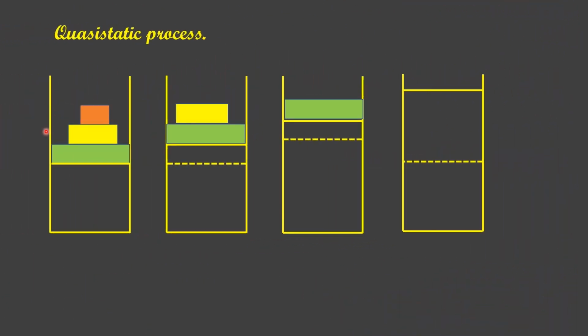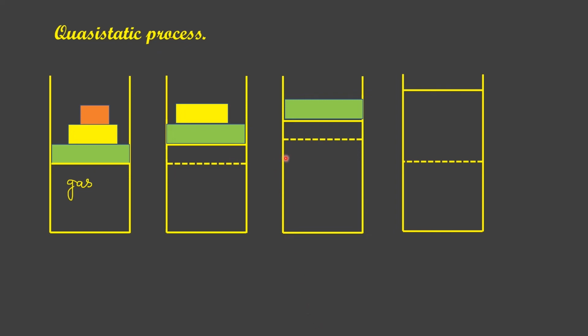Let us pass on to quasi-static processes. In this case, the same setup is considered. In the previous case, all the weights were removed suddenly, but here the weights are removed step by step. In the first step, the red colored weight on top is removed. The gas expands slightly and pushes the piston slightly upward.